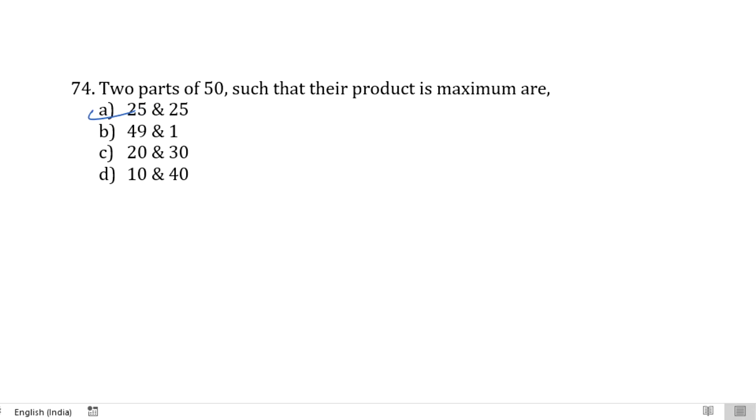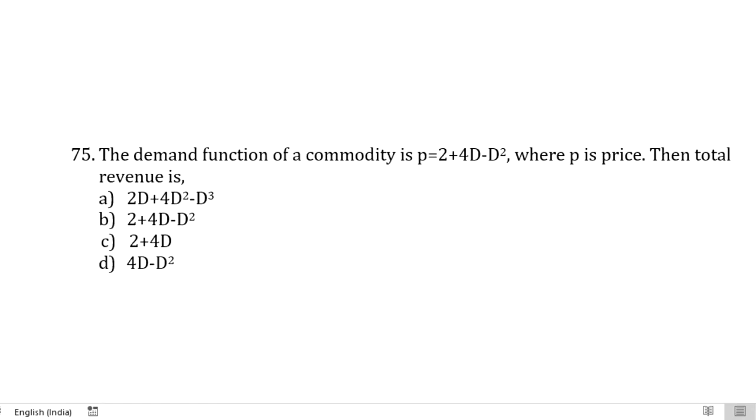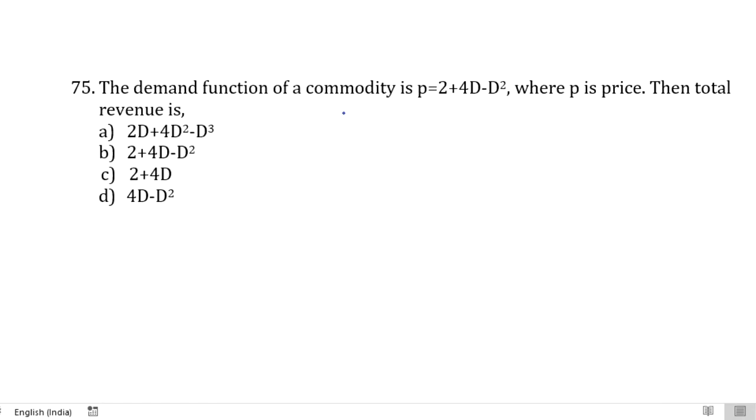And the last question, total revenue. Total revenue is nothing but price into demand. So this function gets multiplied with D. So what do I get? I get 2D plus 4D square minus D cube. Clear? So the first option is correct.